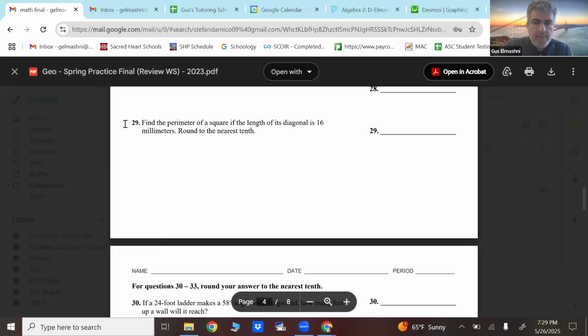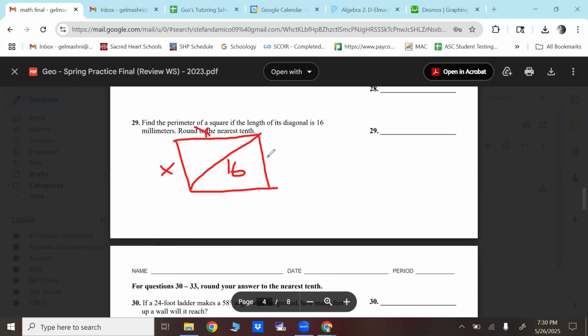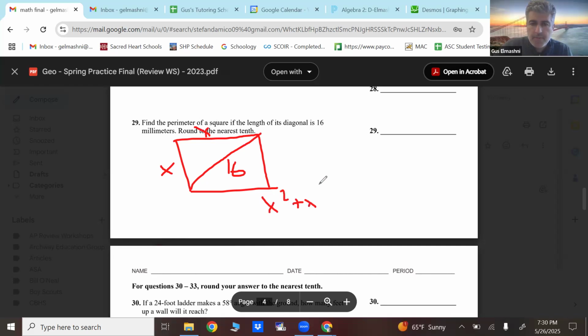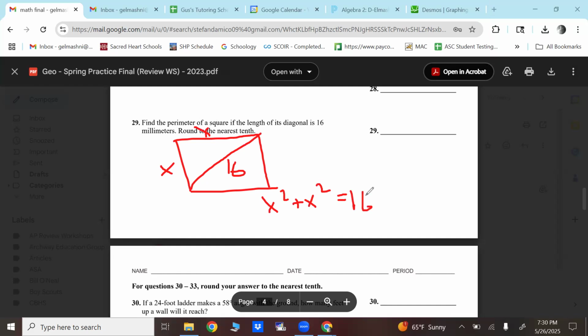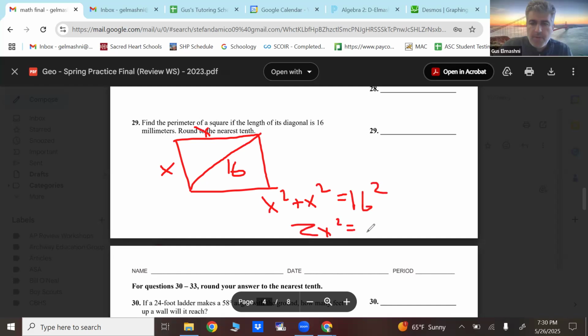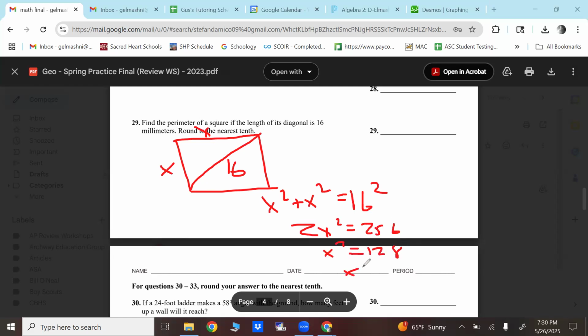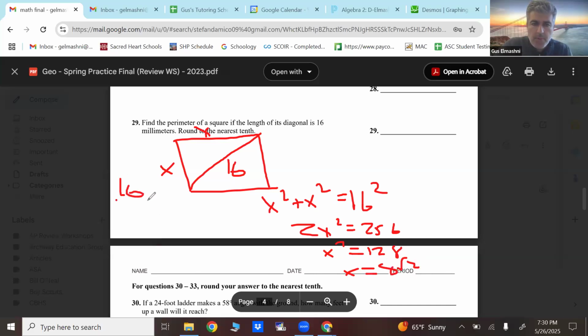And then really quickly, the perimeter, the diagonal 16, well, x and x. You can use the 45, 45, 90 ratios or do Pythagorean theorem: x squared plus x squared, 2x squared equals 256. X squared is 128. X will be root 128, or 8 root 2. Or 16 over root 2, you multiply top and bottom by root 2, and that works.